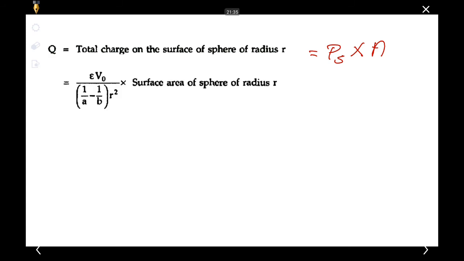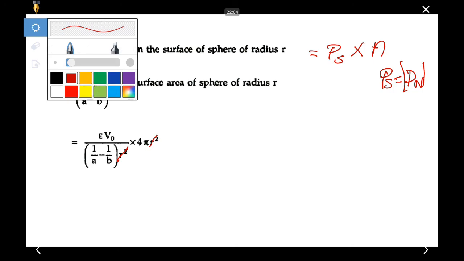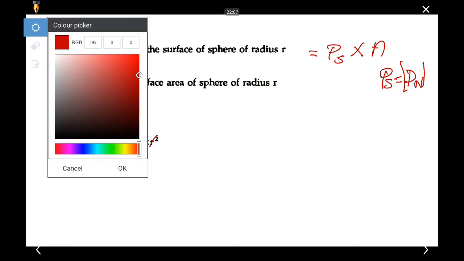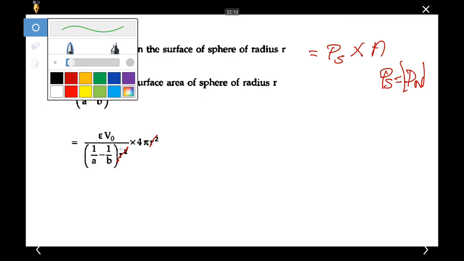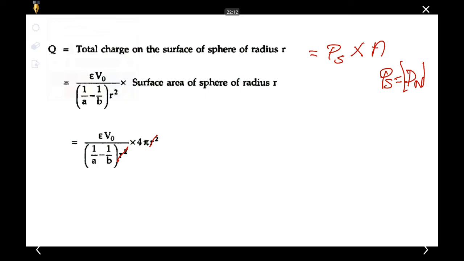So what is the area of the sphere? Why am I writing the value of D instead of rho S? Rho S is equal to modulus of D, as per our step. So modulus of D, we can substitute here. Surface area of the sphere, what is the formula? 4 pi r square. So r square will get cancelled. So r and r get cancelled, no other changes, right? So you will get 4 pi epsilon V naught by (1 by A minus 1 by B).